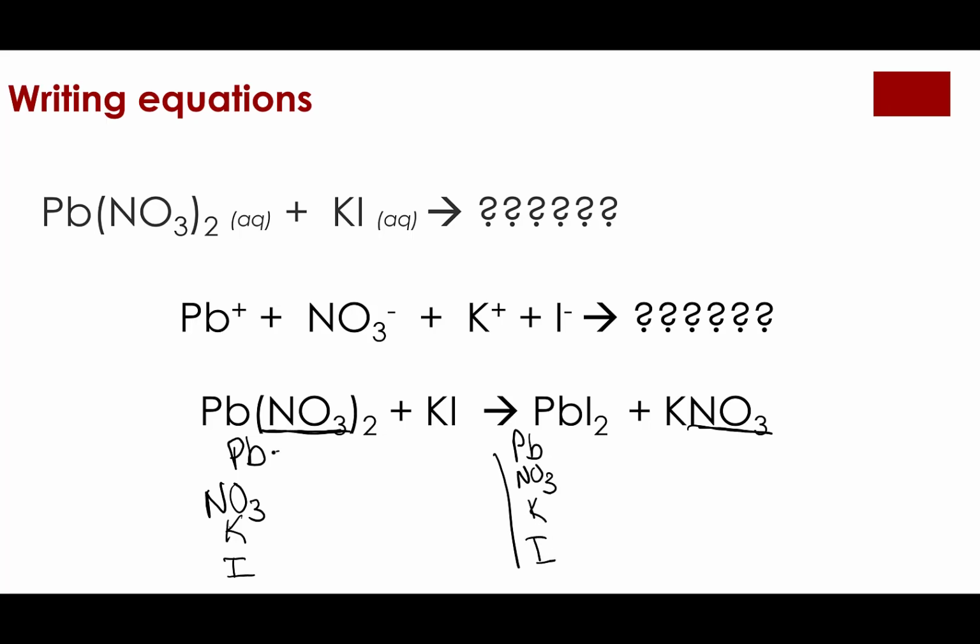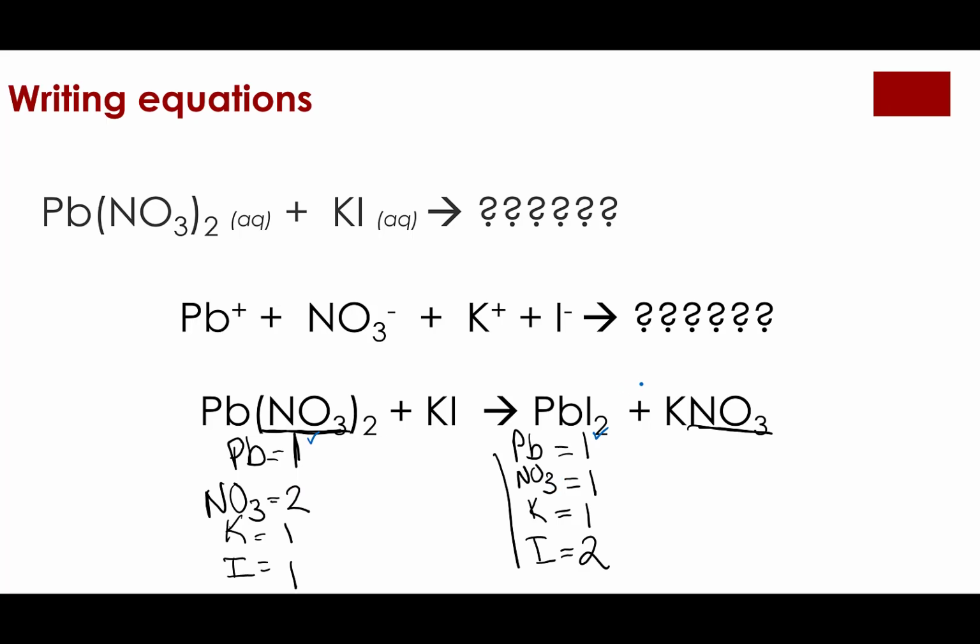All right. So now we just need to take inventory and balance this out. So on the reactant side, I have 1 lead, 2 nitrates, 1 potassium, 1 iodine. And then on this side, I've got 1 lead, 1 nitrate, 1 potassium, and 2 iodines. All right, so there's different places you could start with this. It really doesn't matter which one you choose to balance. But here I've got lead is balanced, so that is good. My nitrates are not balanced.